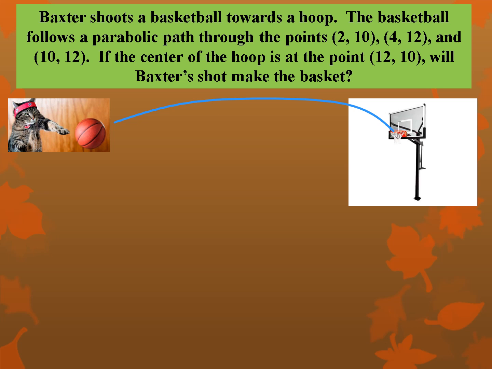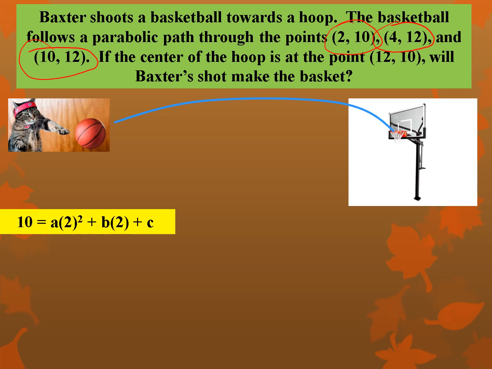So, the first thing I see here is that they tell me that I have a parabolic path through 3 points. So 3 points, that looks like the last example we just did. So 3 points, that means I'm going to utilize standard form. So before I even worry about whether that ball is going to go through the point (12, 10), I need to know what the equation of this parabolic path is. So again, we're going to do standard form, our xy's.